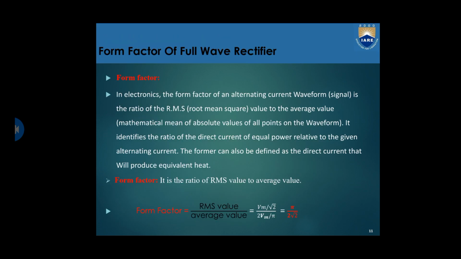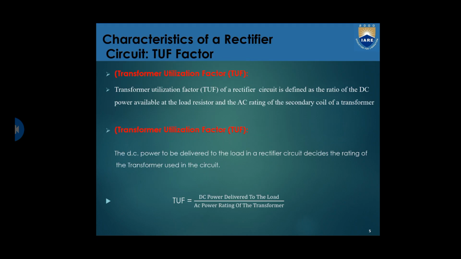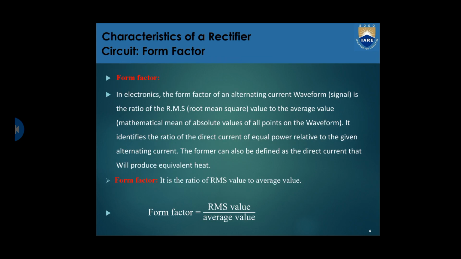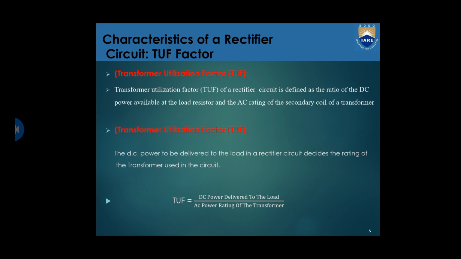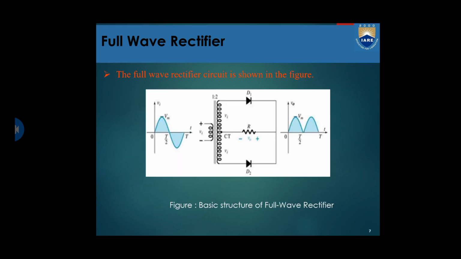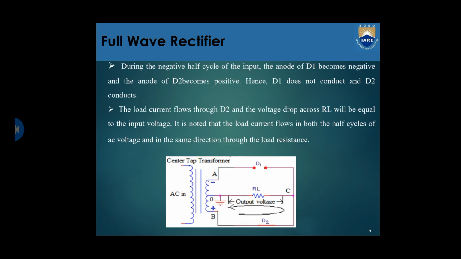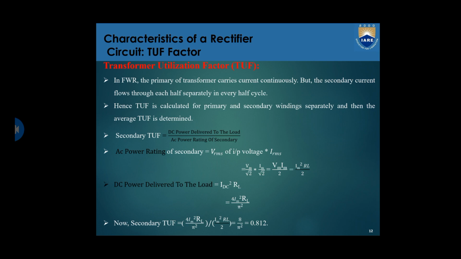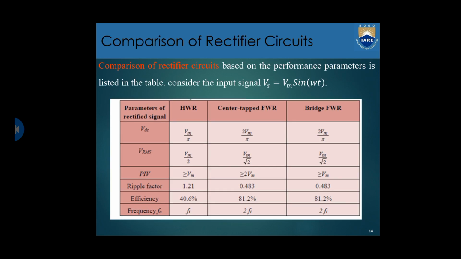Let me briefly discuss again what I covered. First we saw the basics from the introduction, and what peak factor means. Next I discussed form factor and its formula. And next I discussed the TUF, and we implemented these three characteristics for the full wave rectifier. I gave a brief idea of what the full wave rectifier is, and we derived the desired formulas and values for peak factor, form factor, and TUF. This is the whole PPT I thought to discuss with you.